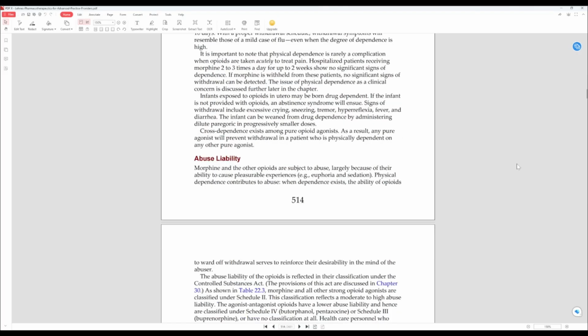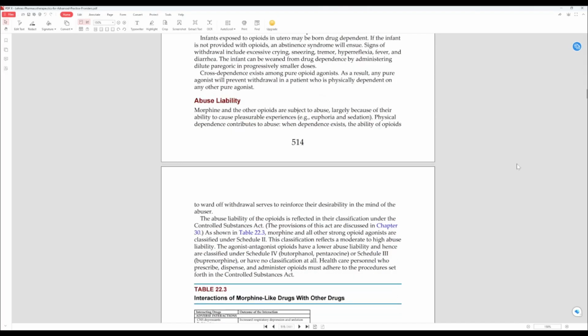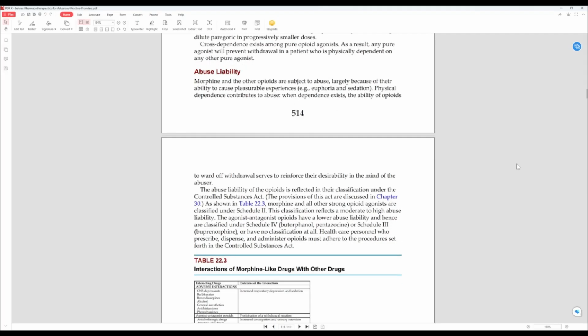Cross-dependence exists among pure opioid agonists. As a result, any pure agonist will prevent withdrawal in a patient who is physically dependent on any other pure agonist. Which brings us to the abuse liability. Morphine and other opioids are subject to abuse, largely because of their ability to cause pleasurable experience. Again, euphoria and sedation. Physical dependence contributes to abuse.